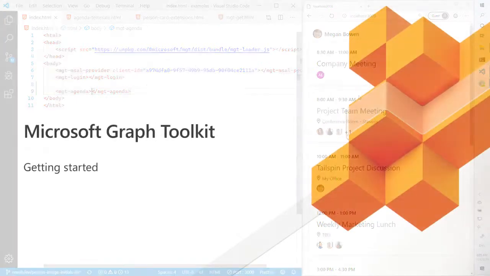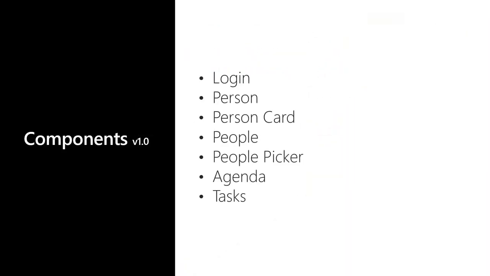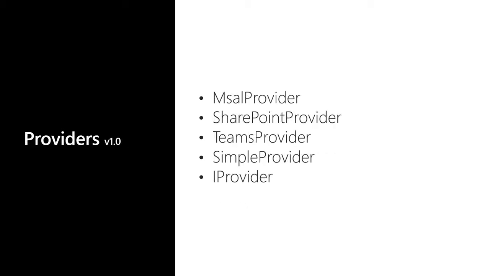So we recently had a 1.0 release, and we have a total of 7 components that we released. They're available right now for you to use in general availability. And I'll go through all of these in a demo. And then we also have 4 different providers that you can use. One for MSAL on a website, a SharePoint provider if you want to use it in SharePoint, or a Teams provider in a Teams tab. Also, you can extend it with your own provider using the simple provider. You can provide a function that gives us a token or an IProvider. So it's very powerful in how you can use these.